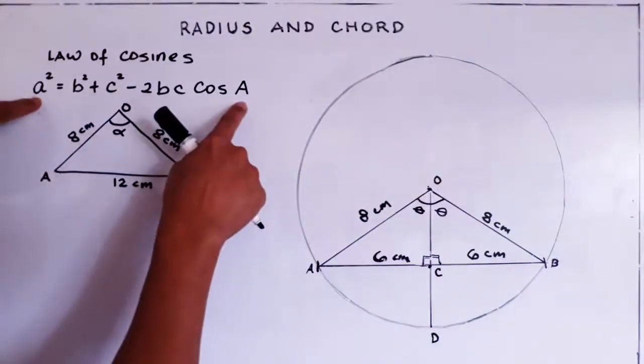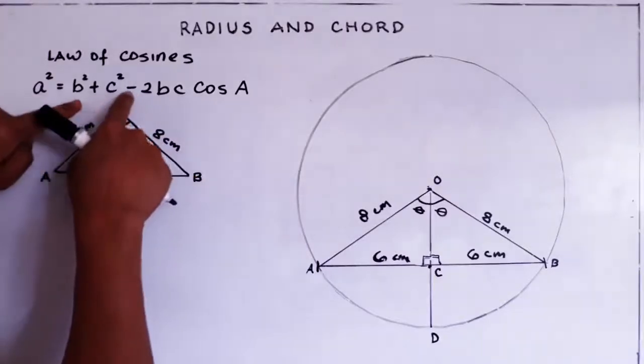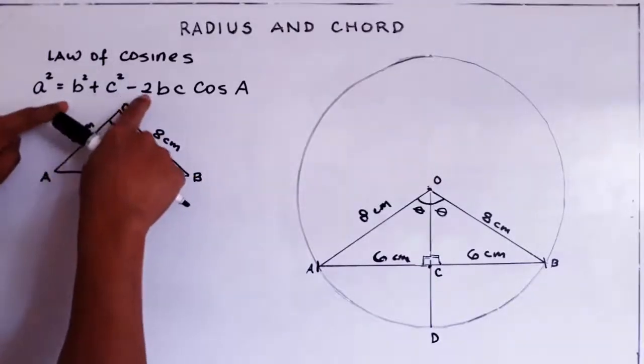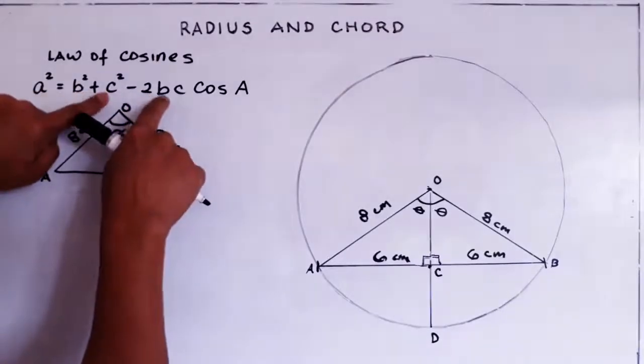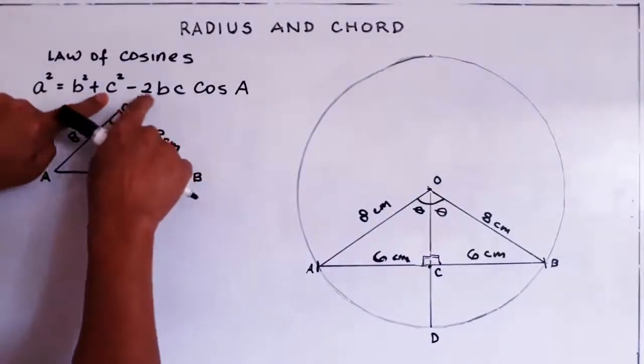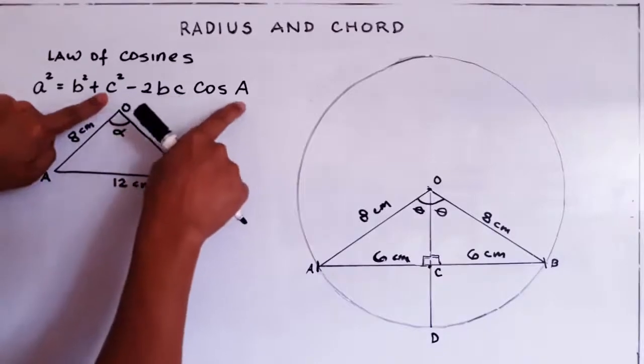There's A here and the A here. And then minus is always minus. And you have the 2 here. And whatever letters here will be the letters here. It's 2 times B times C and then times cosine A.